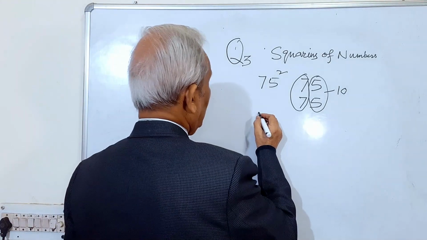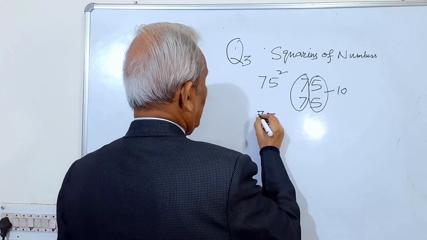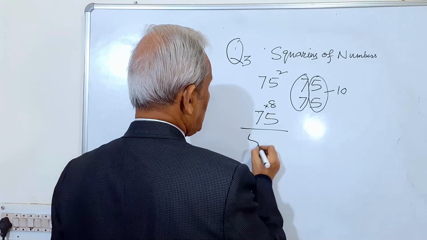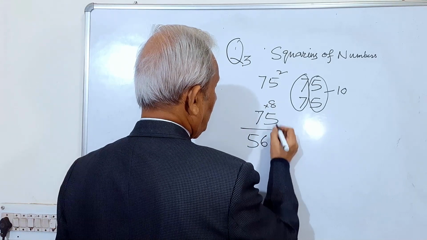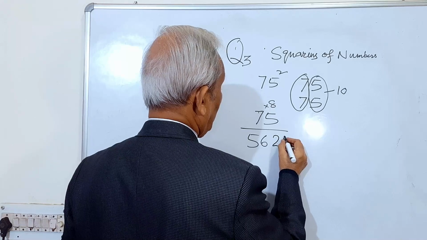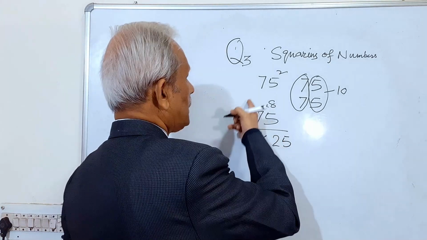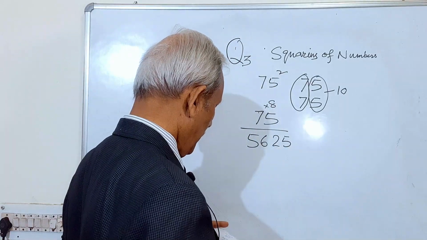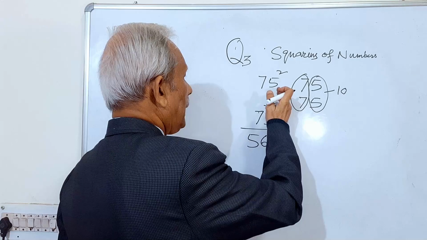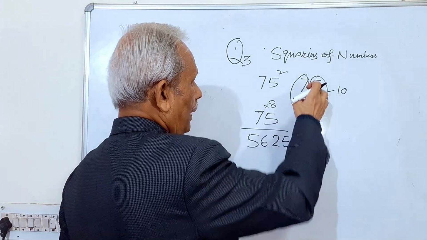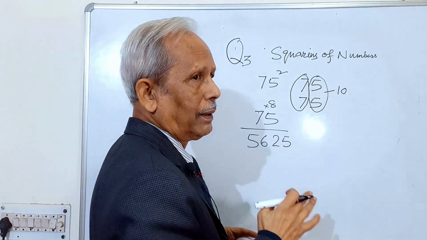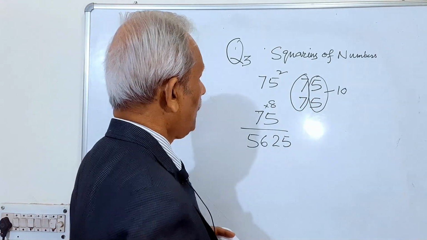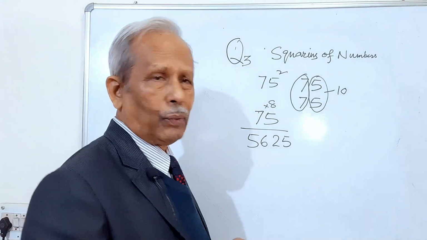By applying that, 75 square: 1 more than 7 is 8. So multiply 7 into 8, 56, and 5 square, 5 into 5 is 25. Answer is 5625. The square of the number we can do straight away. Here the best part is that these all end in 5, and 5 plus 5 is always 10. Since the numbers in the tens place are also the same, we can apply Ekadhikena Purvena, or one more than one before.